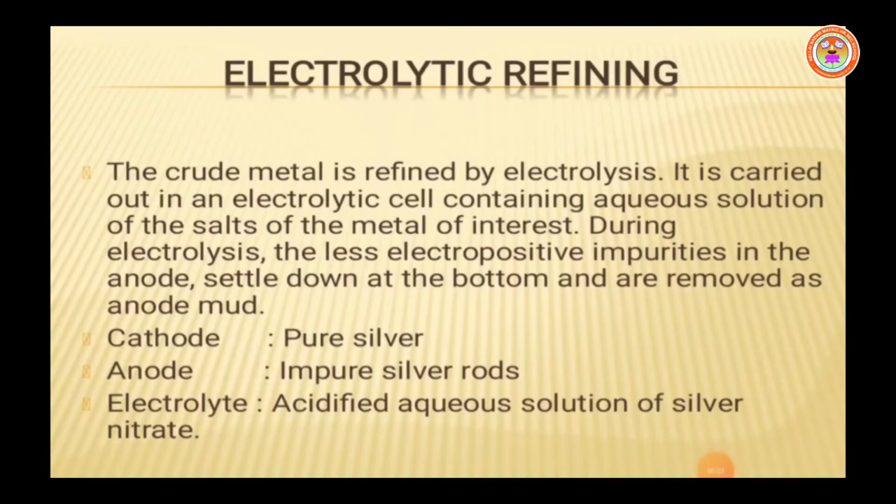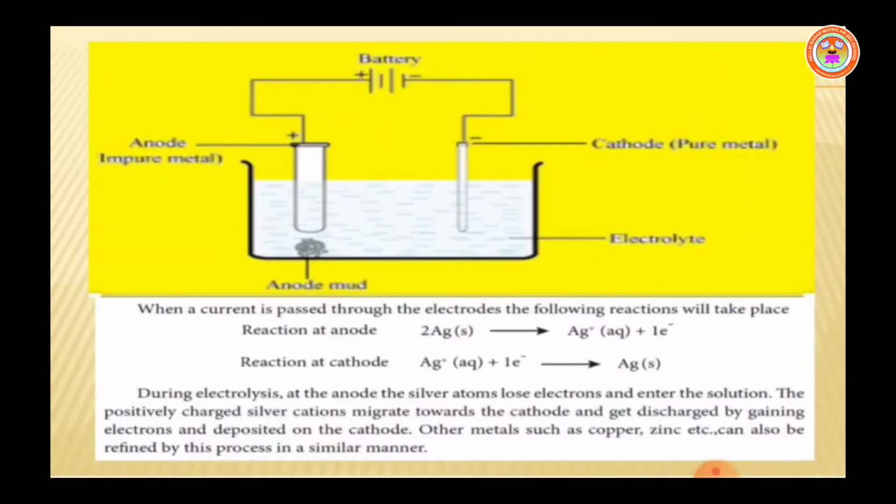Then next we are going to see electrolytic refining. It is one of the applications of electrolysis. The refining of crude metal by passing electric current is known as electrolytic refining. It is carried out in an electrolytic cell containing an aqueous solution of the salts of the metal of interest. Children, see the picture for electrolytic refining.